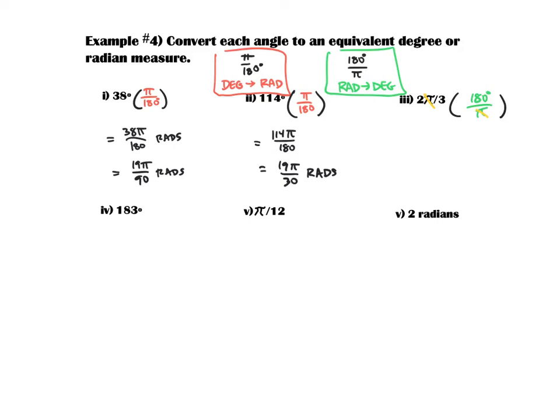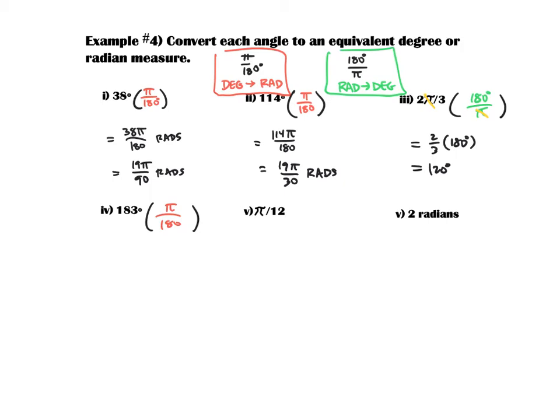Pi's will reduce, and what I get is 2/3 of 180, which is 120. Okay, I have now converted 2 pi over 3 to degrees, which is 120. Okay, let's go back to degrees to radians. So I'm going from degrees to radians.